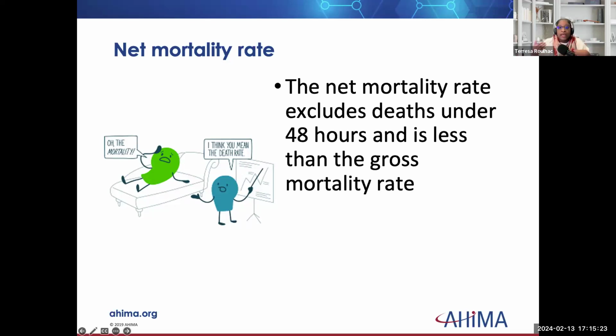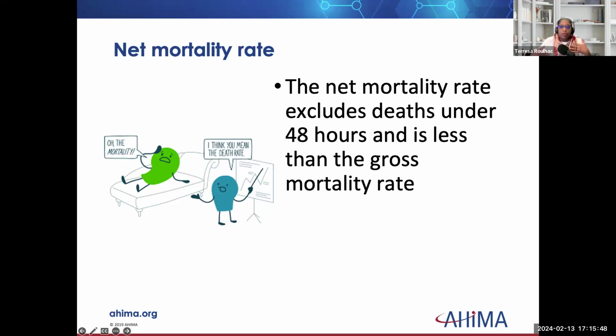We're also having the inclusion of newborns. Now, the net mortality rate includes deaths of newborns. This is important because newborns have unique healthcare needs, and including them in mortality rate calculations provides a comprehensive view of the healthcare outcomes for a specific group.